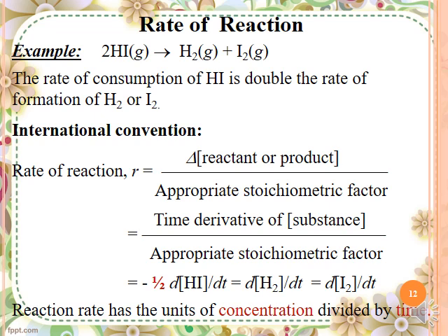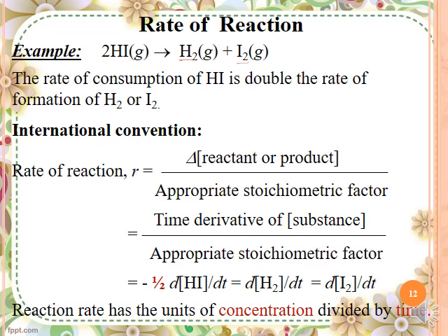So let us look at this example here. Hydrogen iodide gas forming hydrogen and iodine gas. The rate of consumption of hydrogen iodide is double the rate of formation of hydrogen and also iodine. So we write the rate of reaction; this is how we write the expression.